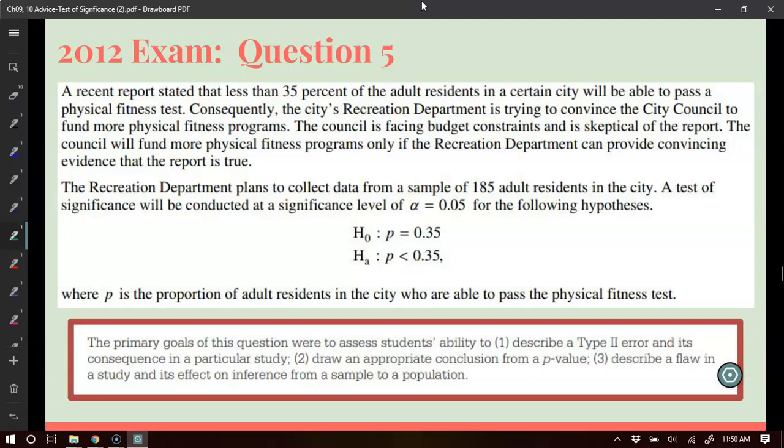Now, the primary goal of this is to assess: can you describe a type 2 error and a consequence of it? Again, that was one we covered before. And can you draw an appropriate conclusion from a p-value and a flaw in a study? Can you find a flaw and its effect on inference?